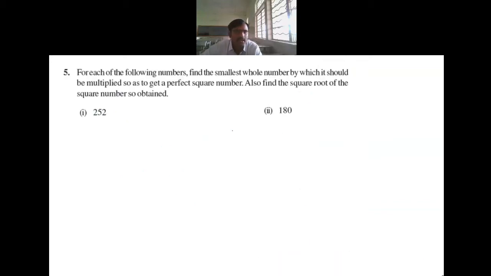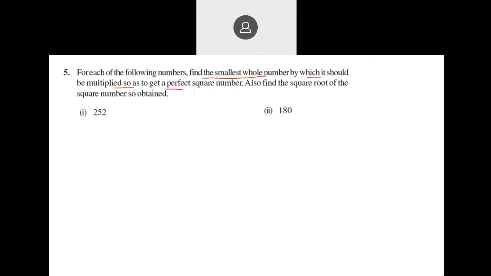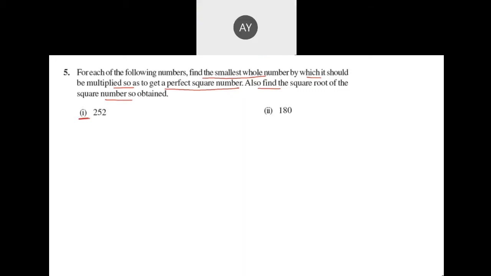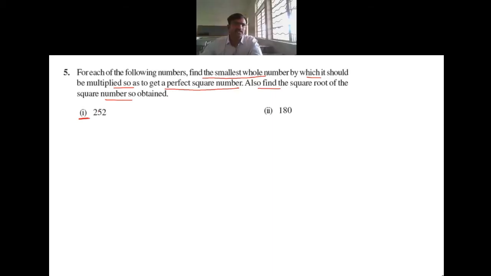This is a different question. Just observe the question here. For each of the following numbers, find the smallest whole number by which it should be multiplied so that it becomes a perfect square. Also find the square root of the number so obtained. So whatever the numbers are given here, it's not a perfect square. You have to find out the smallest whole number which makes this number a perfect square.